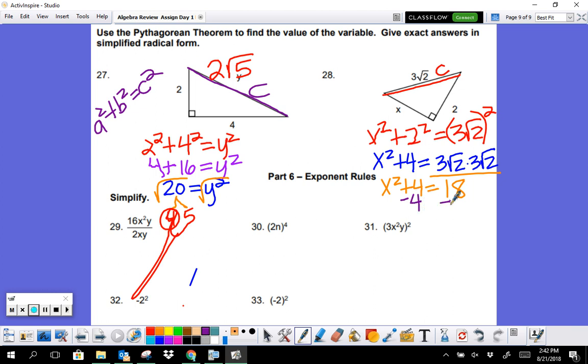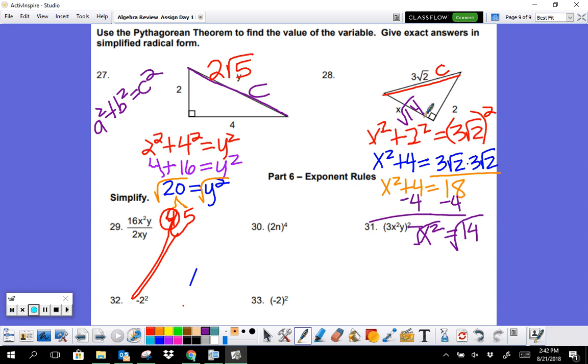So now I'm going to subtract 4. So I have x squared equals 14. I'm going to take the square root of 14. There are no perfect squares that go into that. Therefore, the side that we're missing is just square root of 14.